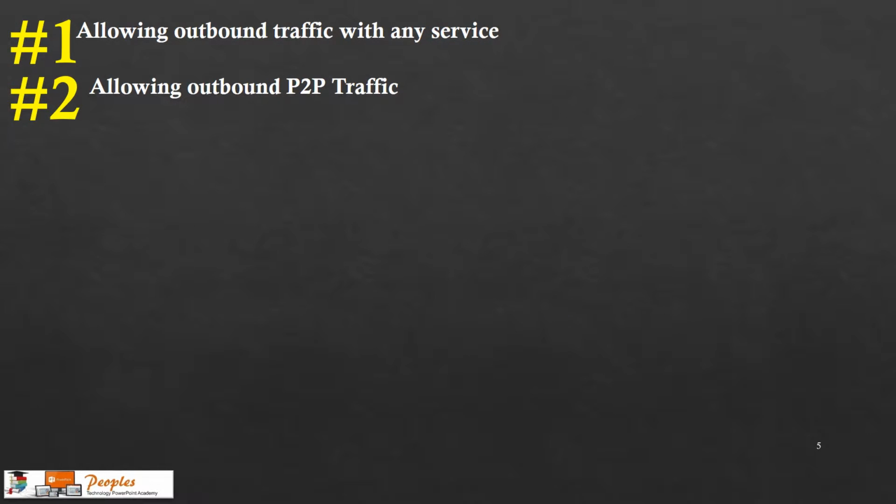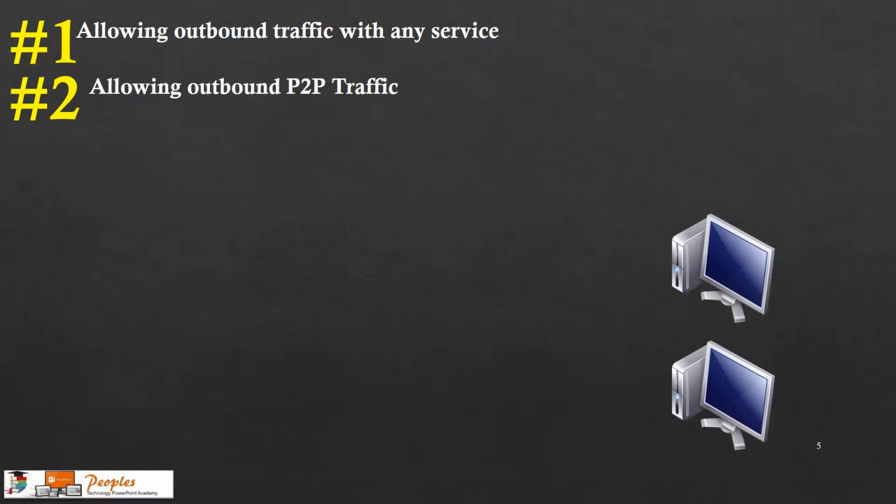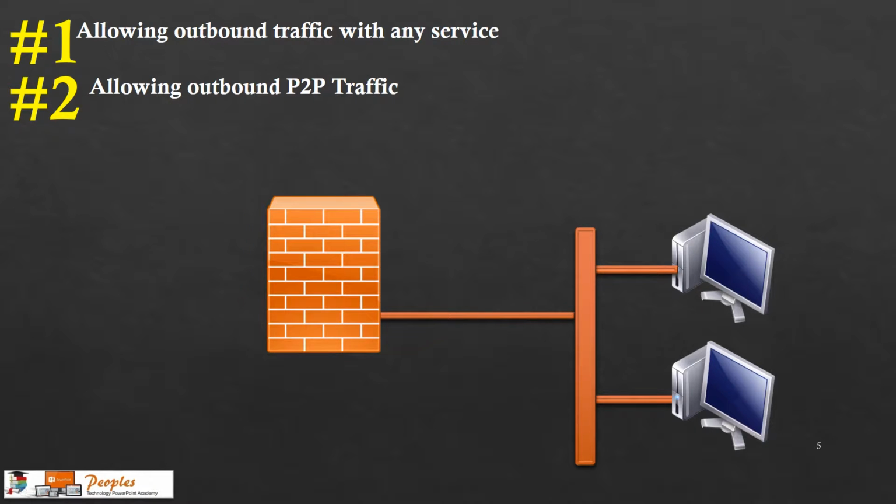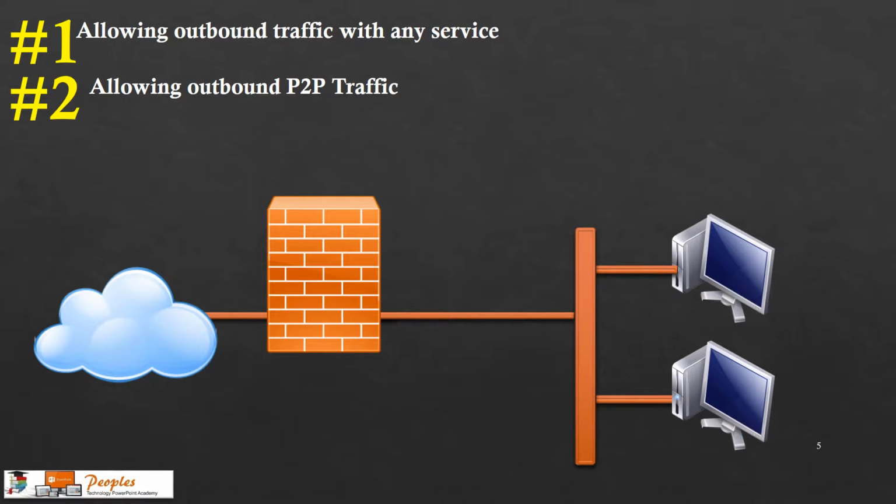Now, when we look at the first two, allowing outbound traffic from any service and allowing peer-to-peer traffic, in particular outbound, let's look at these two first in a little bit more detail. We have a network represented by these two computers. We have our firewall, which our network traffic is being channeled towards, and then we have our internet. This is a very simple network diagram, but it's pretty good to get this point across.